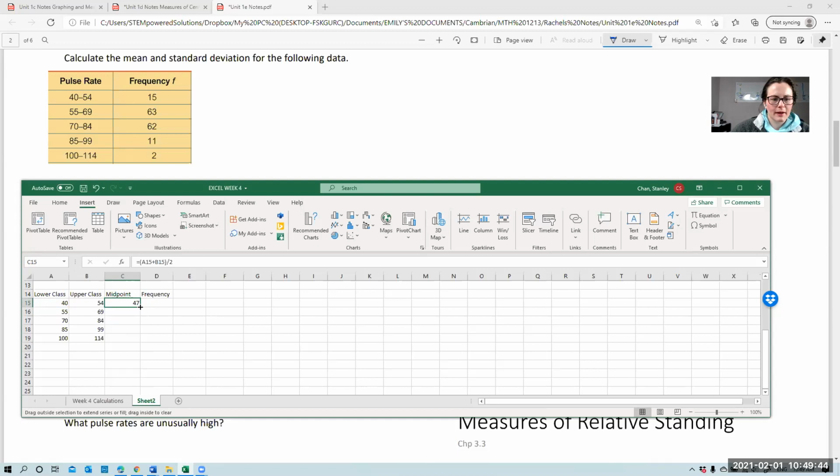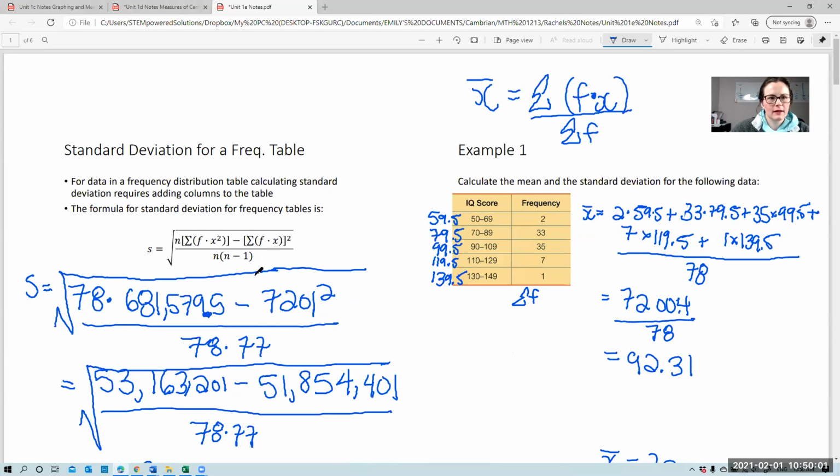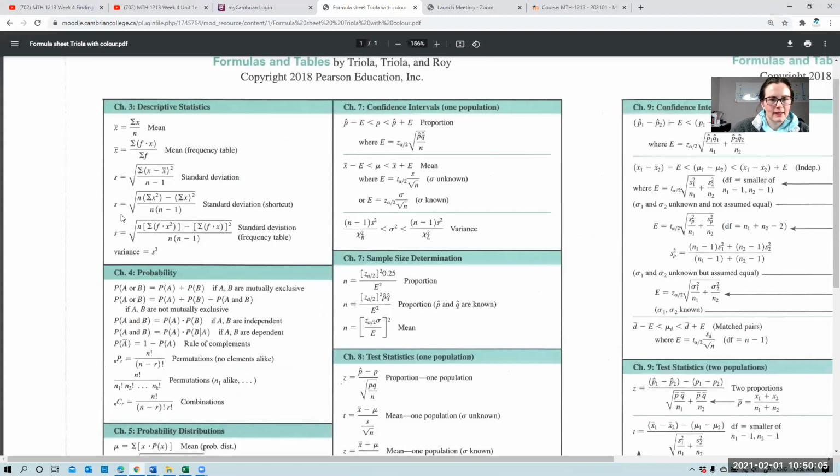Then I'm going to have my little black plus sign, and I'm going to drag that formula down because I want it to repeat for every single row. Now I have my midpoint calculated. My midpoint, by the way, is the X in the formula. My formula, of course, is this one. And by the way, that formula is this one.